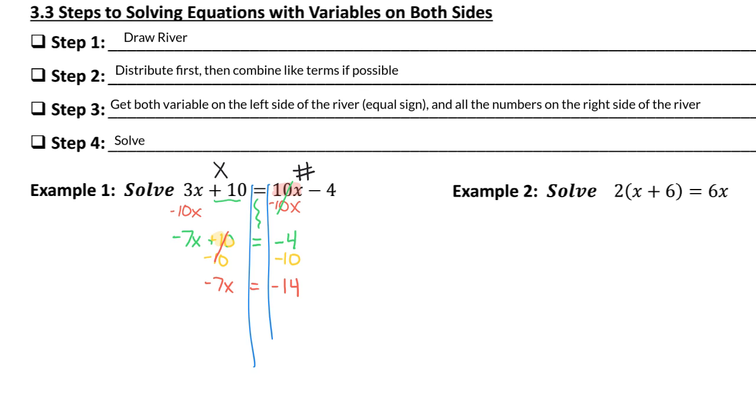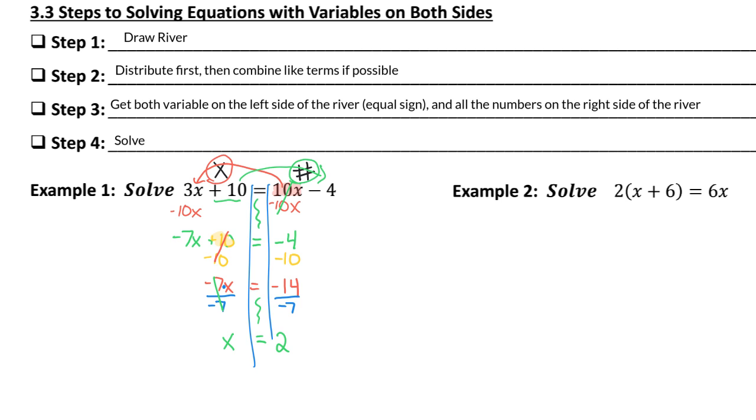And now we solve. We solve like we normally would. Here's multiplication. We undo multiplication by dividing both sides by negative 7. Our 7s cancel. We have x. Bring our equal sign down. Negative 14 divided by negative 7 is a positive 2. So again, we were moving our 10x to the left, and we were moving this 10 to the right, because we want all of our numbers on the right and all of our variables on the left.